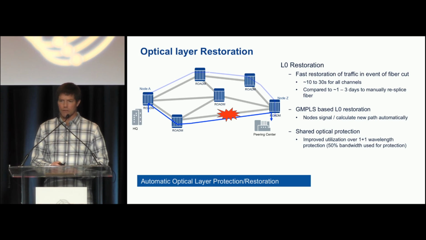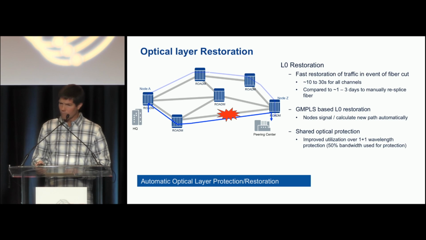This ability of having shared protection allows you to optimize and reduce the amount of spare capacity sitting in the network to do protection. But in the event that you want to have every circuit or every wavelength protected, you'd still be at a one-for-one type of protection scheme, and half the bandwidth in the network would be used for protection, just like we had in SONET in the old days.